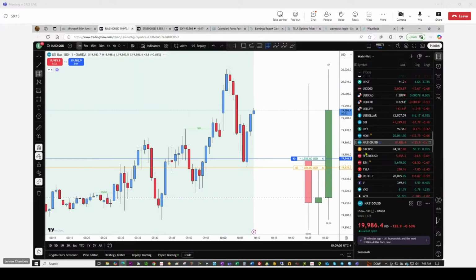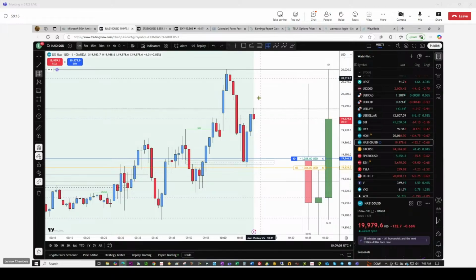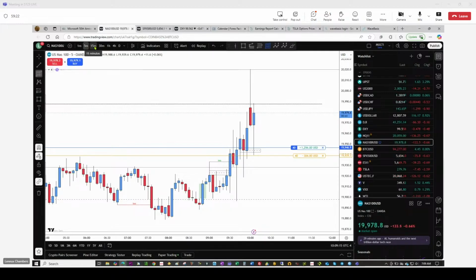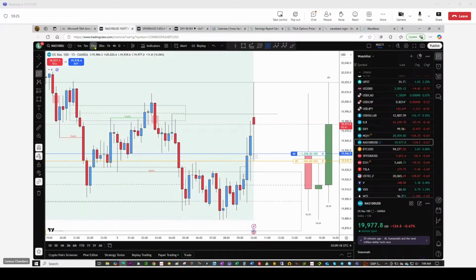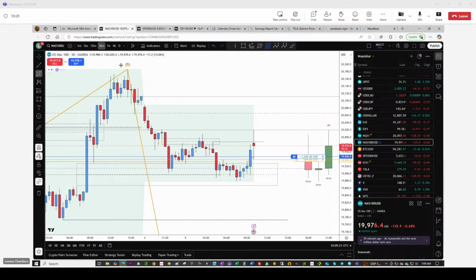So let's see how NAS is doing. NAS is doing nice, so I'd like to see them come back up, take out the high. So where are they going? That's low-hanging fruit there. And then continuation all the way up to the highs. Low-hanging fruit to the high here is not unreasonable. So I'll do that.